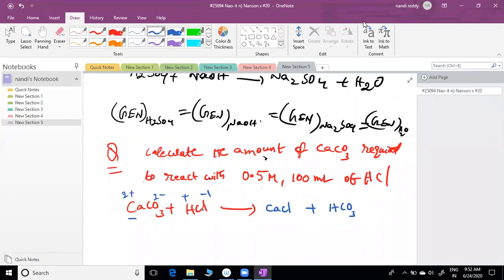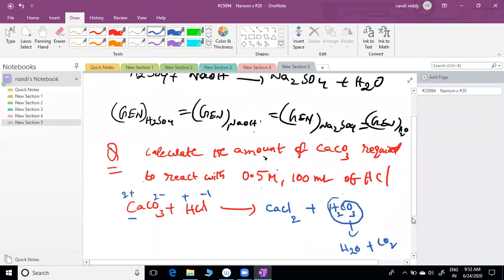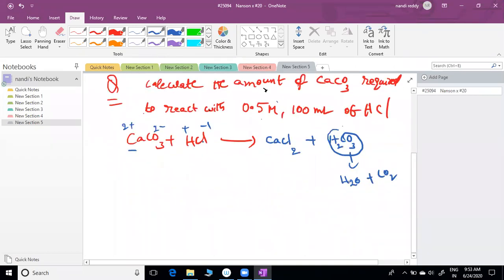Whenever you are writing, you have to apply the crisscross method. You should not write directly. Is it correct? This is wrong, sir. You have to write CaCl2, H2CO3. This is the correct one. When you are writing a formula, you should apply the crisscross method. Understood? Generally, this H2CO3 is unstable, so instead of that we write H2O plus CO2. This is the only acid that is highly unstable and converts into H2O plus CO2. So ultimately the equation is CaCO3 plus HCl gives CaCl2 plus H2O plus CO2.